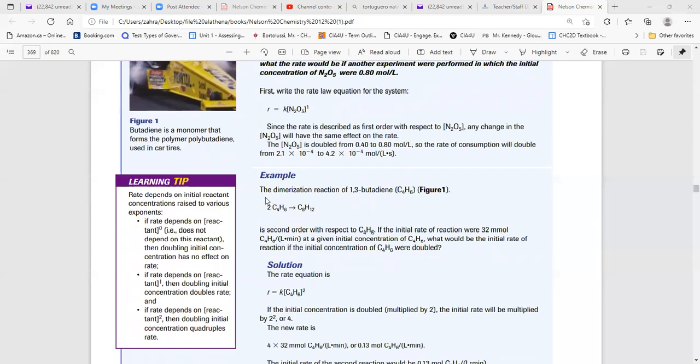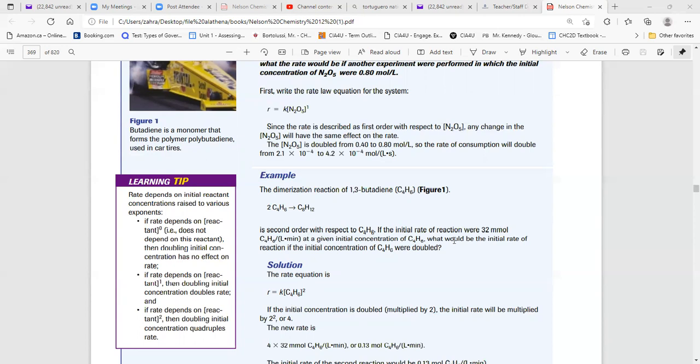Okay, so this is an example. The dimerization reaction of 1,3-butadiene is 2C4H6 gives you C8H12. It is second order with respect to C4H6. Second order with respect to that means [C4H6] to the power of 2. R is k multiplied by that.